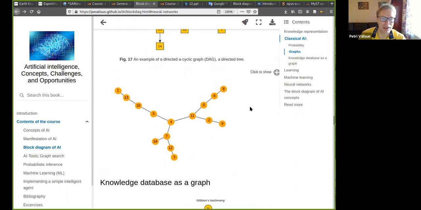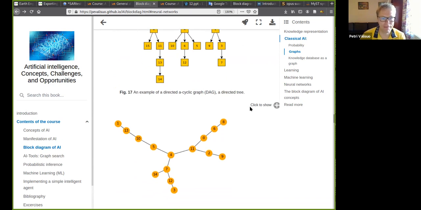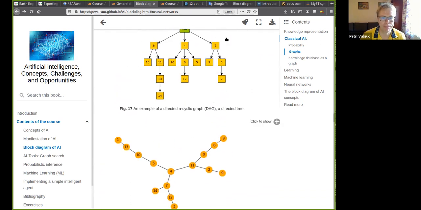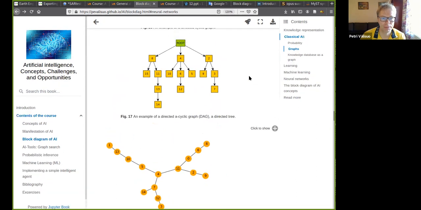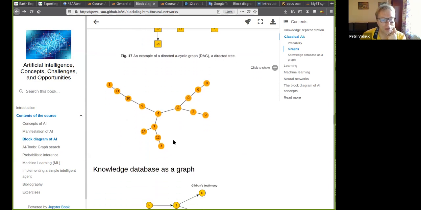And this is actually, I think, the same graph, or is it not? From 4 you have connections to 10, and there is no connection to 10. So these are different graphs. But this is also a tree, it has no cycles in it, and you can also rearrange it to look like this if you want, but it doesn't matter how it is organized.